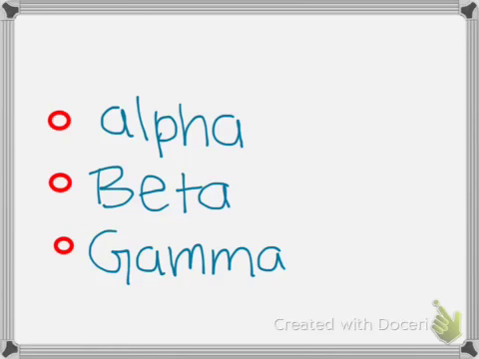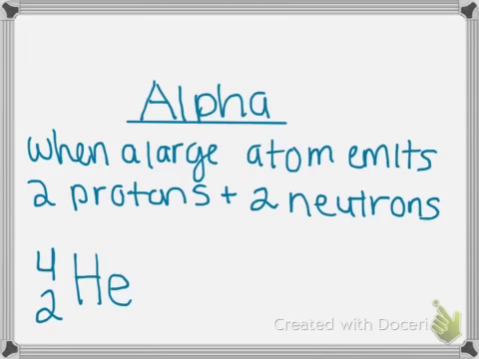So first we're going to talk about alpha decay, and it is when a large atom emits 2 protons and 2 neutrons. And so it's written as helium-4 2. And helium-4 2 is the alpha particle, and that's how it's written.